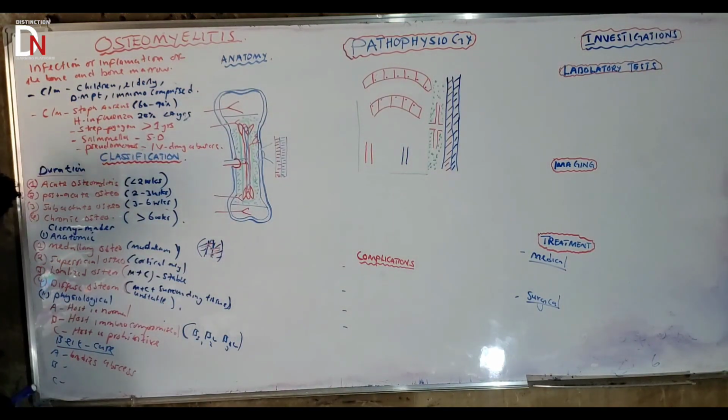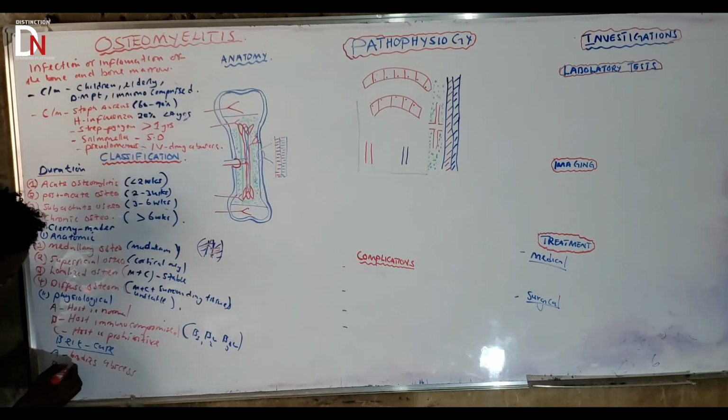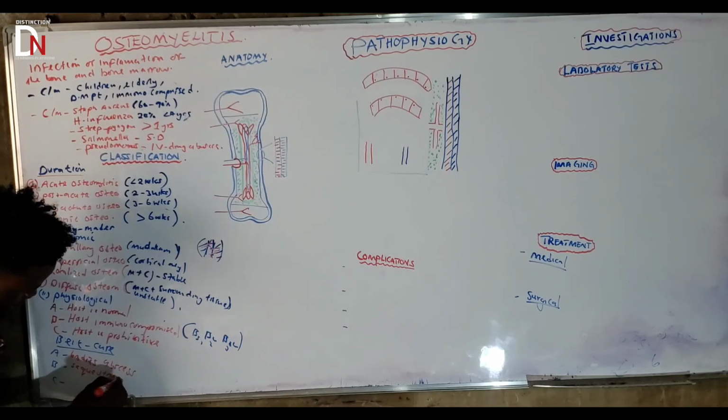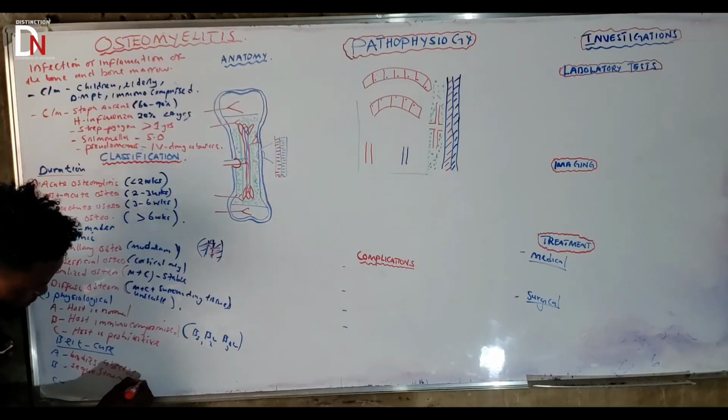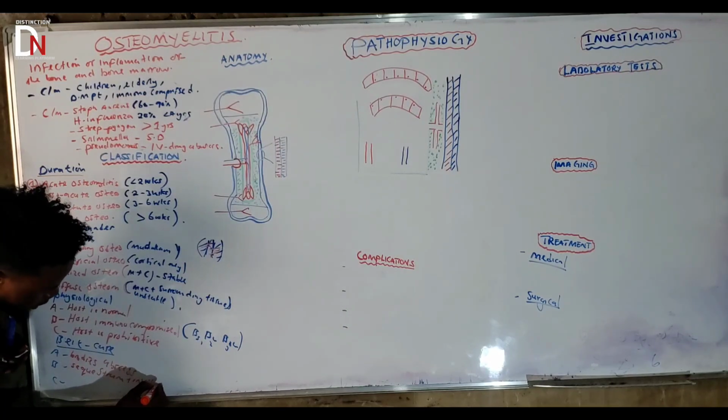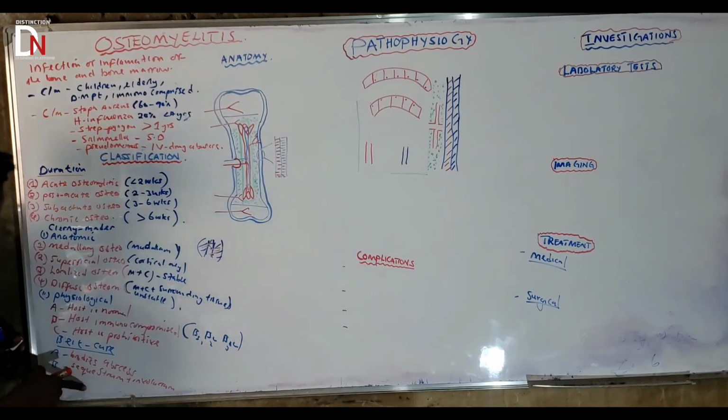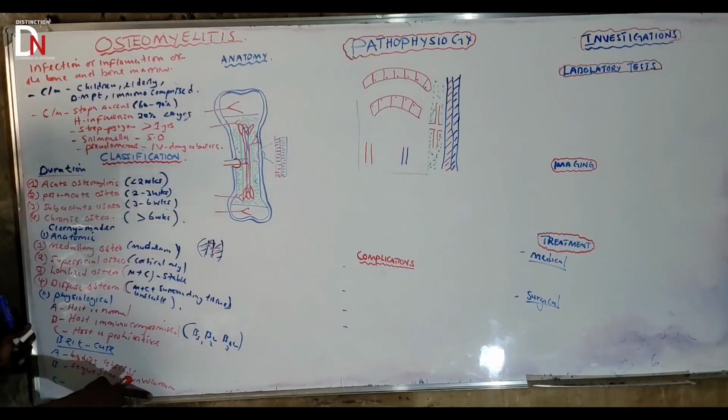Now, you go to class B. What is class B? Class B is talking about the sequestrum presence. Okay? Sequestrum plus involucrum. So we'll talk about what it means, the sequestrum and the involucrum, and the pathophysiology. Don't worry, hang on there, okay?